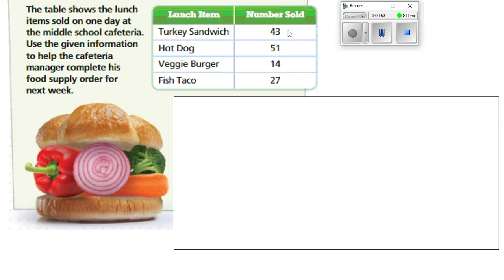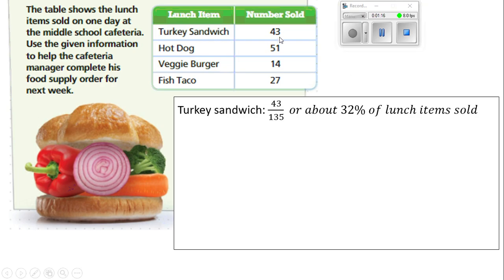So the first thing we have to do is add up all of the numbers sold. So we're going to have to add 43, 51, 14, and 27. And then to know the percent that turkey sandwiches would sell, we would divide 43 by that amount. Well, we can see here that when we add 43, 51, 14, and 27, there's 135 total things sold. The turkey sandwich is only 43 of those.